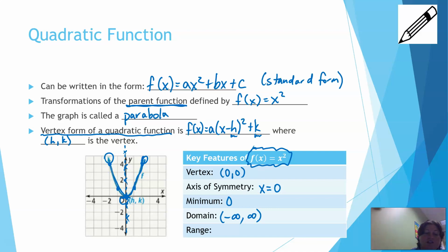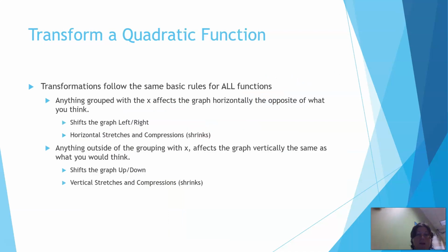And finally, the range. I look at the graph from bottom to top. The lowest value is that 0. It is a point on the graph, so I use a bracket. And finally, it goes up forever because those arrows go up, so it's 0 to infinity. Make sure you get all that down. If you need to pause the video, do so. And then we're going to move ahead and talk about transformations.